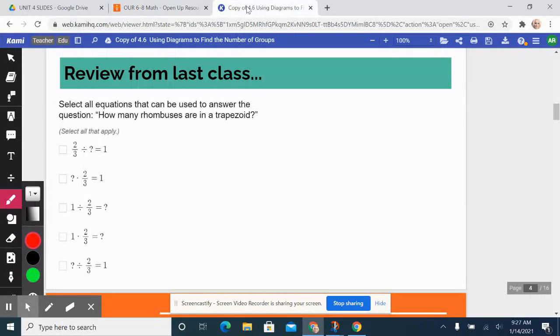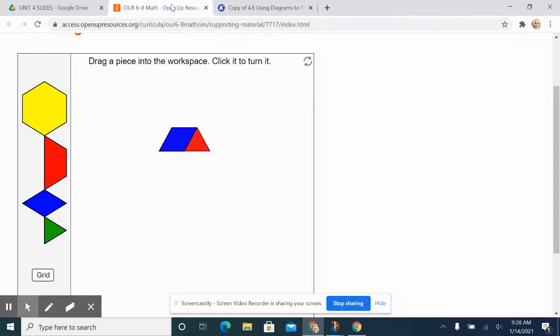The rhombus does. So when I'm looking at these equations, I need to figure out which equation matches the diagram. Okay, so when I'm looking through them, the answers are going to be B and C, or the second and third, however you want to look at that. So something times 2/3 makes 1. So if you look at this, something is this red piece that is there for you. So that red piece is the something.